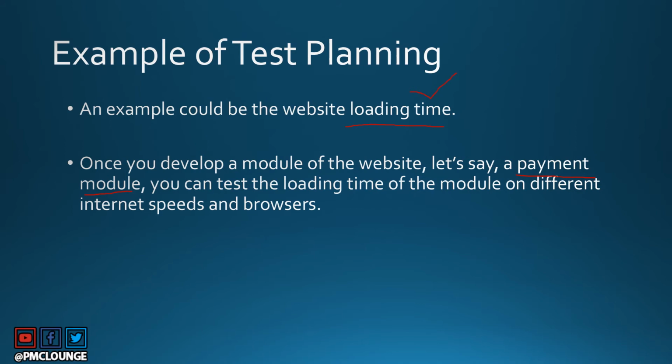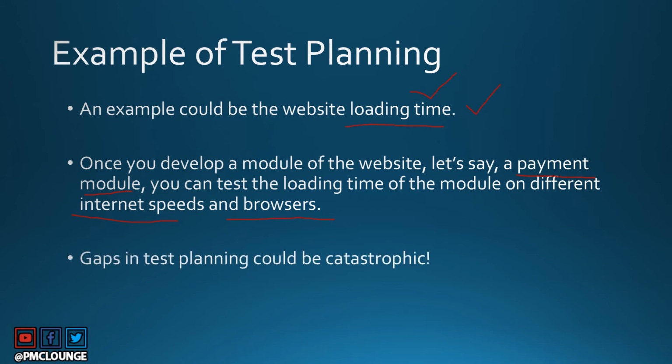Now you can test this loading time on different internet speeds, you can test it on different browsers, and you will then have data that you can analyze, right? So this is what test planning is all about. You have created a test case to basically test the loading time of the website, and then you run the test on that module of the website that you are testing, and you get certain data and you can analyze that data. That is what test planning is all about.